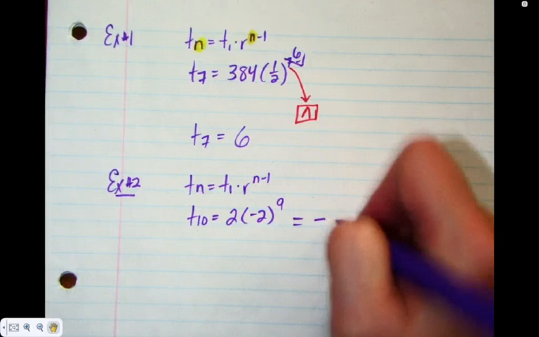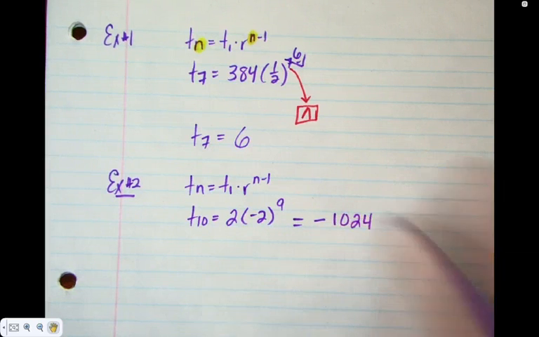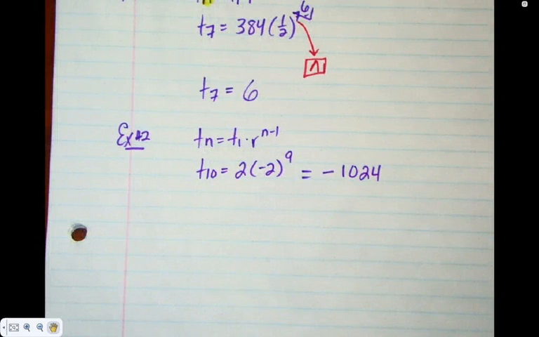1,024. Did I hear that correctly? That sounds confirmed already? So these are the straight up, use the formula, put it into your calculator kind of questions. These will be the beginning questions in the homework. Example 3, we're going to change it up a little bit.